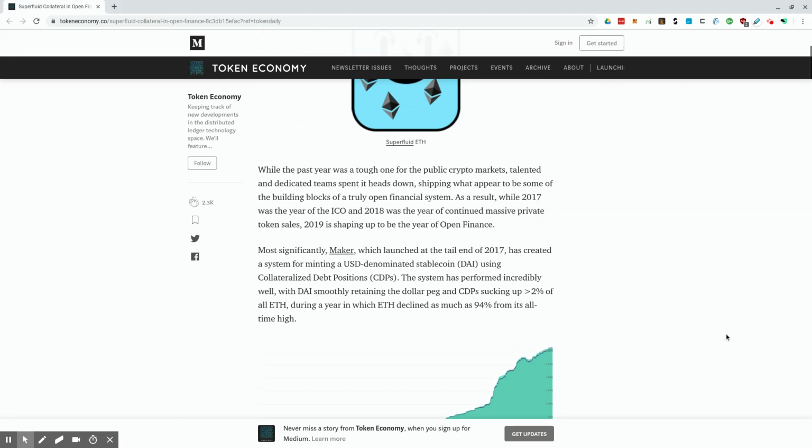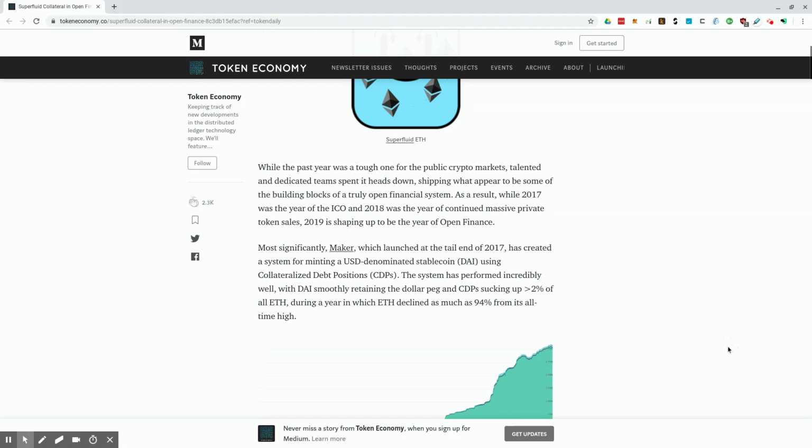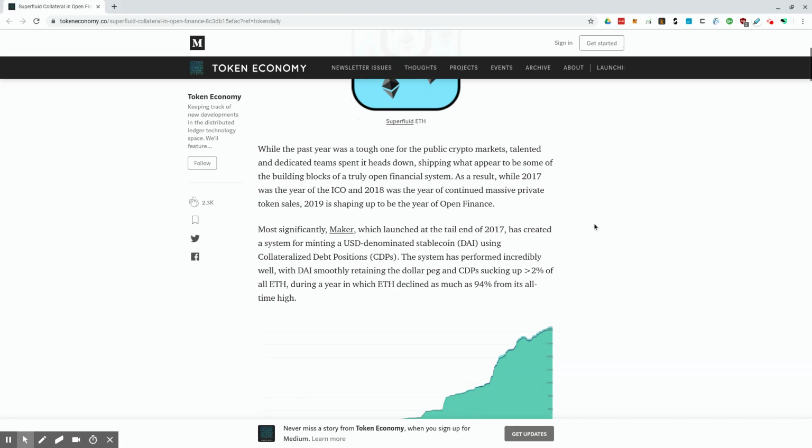So I'm just going to jump into the article and make some comments as we go through it. While the past year was a tough one for the public crypto markets, talented and dedicated teams spent it heads down, shipping what appear to be some of the building blocks of a truly open financial system. As a result, while 2017 was the year of the ICO and 2018 was the year of continued massive private token sales, 2019 is shaping up to be the year of open finance, which obviously includes DeFi.